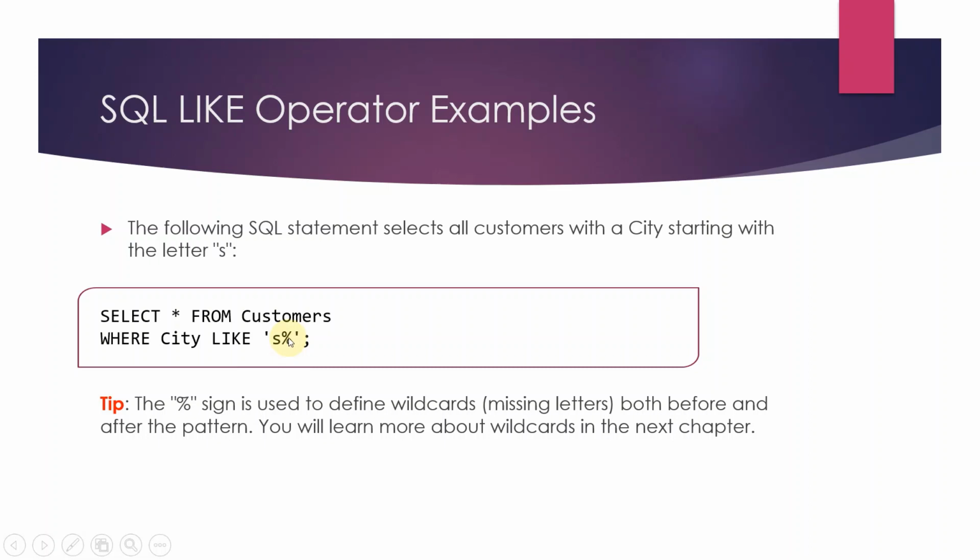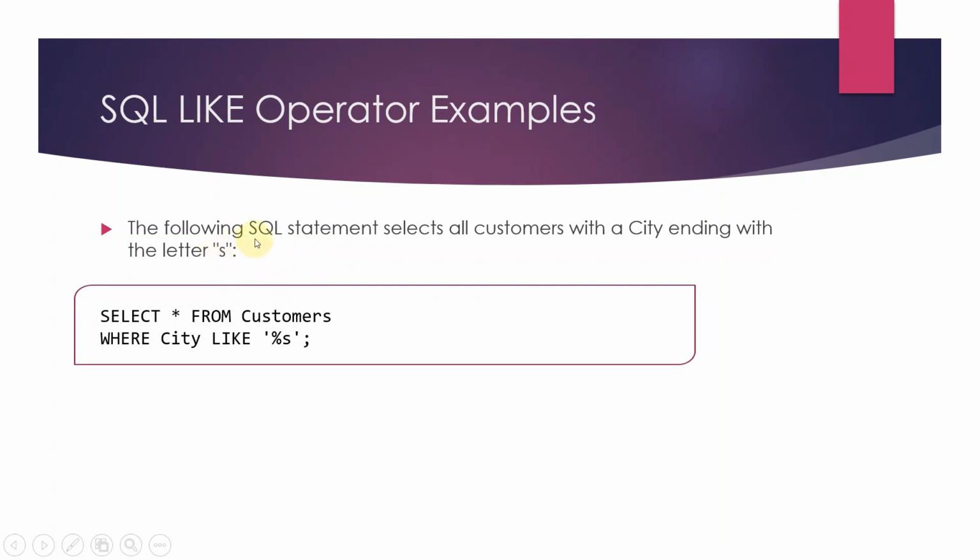So what is that percent for? The percent is a wildcard. A wildcard can represent any missing letters both before and after the pattern. For example, the following SQL statement selects all customers with a city ending with the letter S. That would display all the customers having a city ending with S. For instance, Camarines City, or 13 Martires, which ends with S. If you have records in Customers with a city ending with S, they would be displayed.